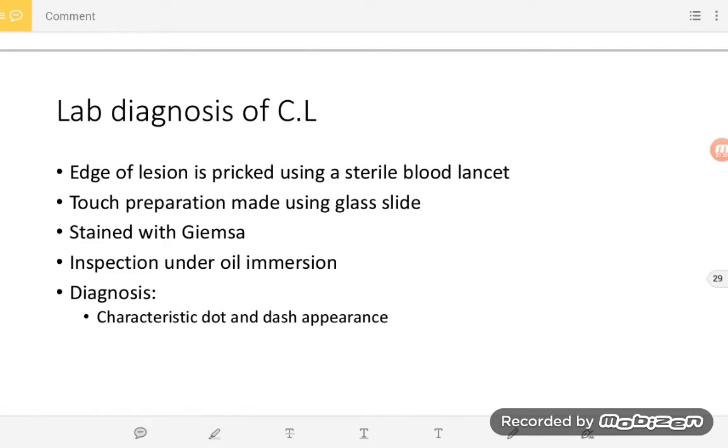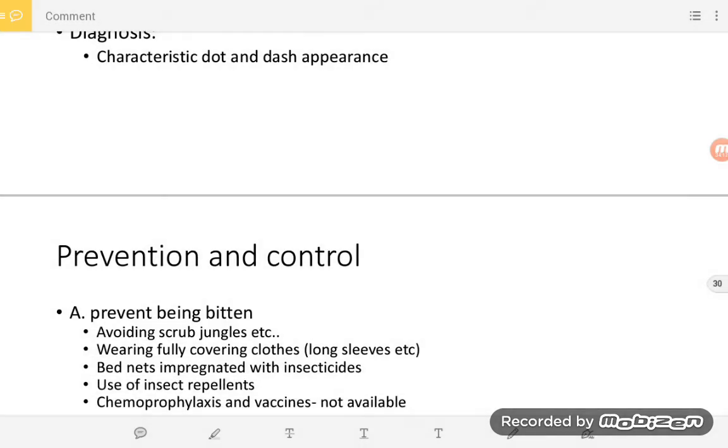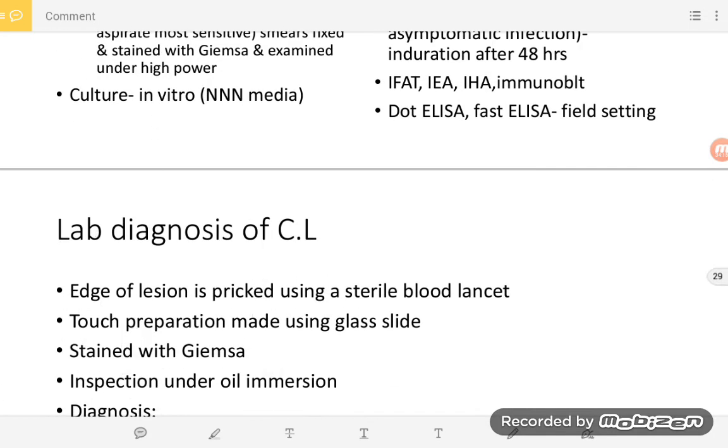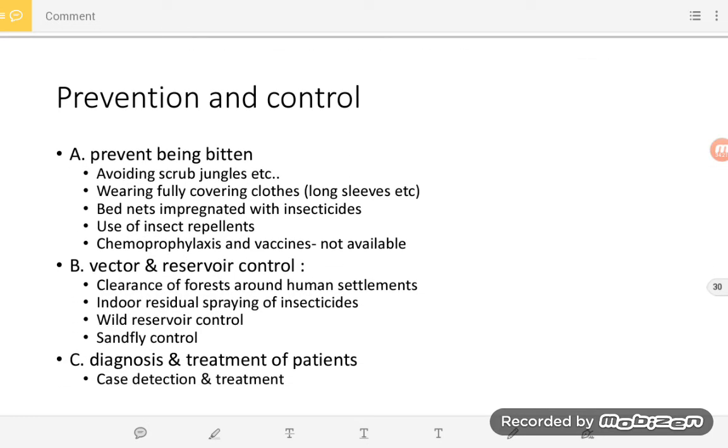Right, this is how the lesion is taken and how to prepare the slice and these things. I think no need this one. Laboratory diagnosis. Another thing, a molecular study we can do for this. An animal inoculation is also possible to diagnose Leishmania species.